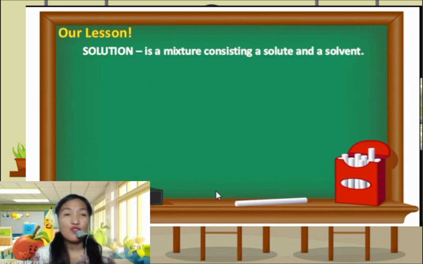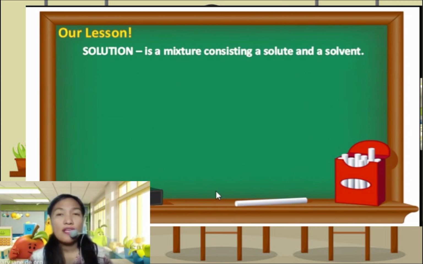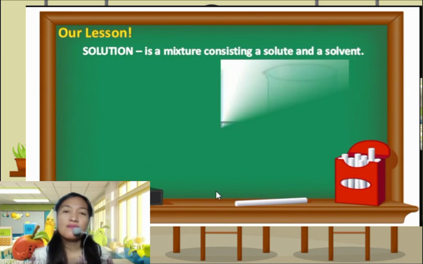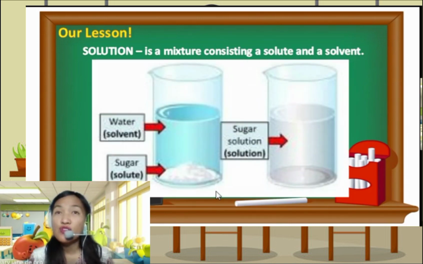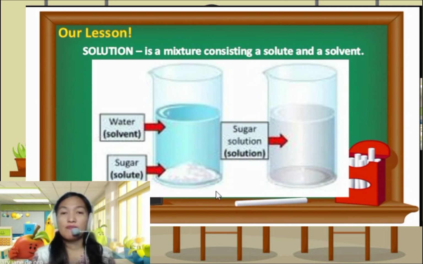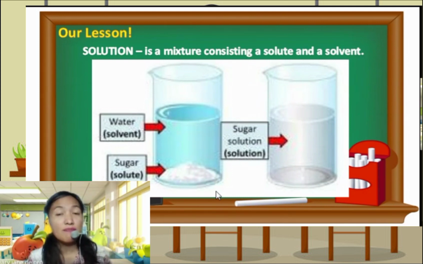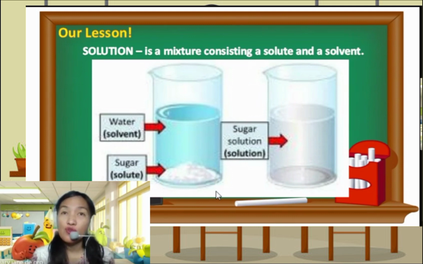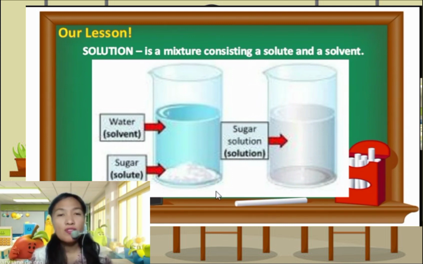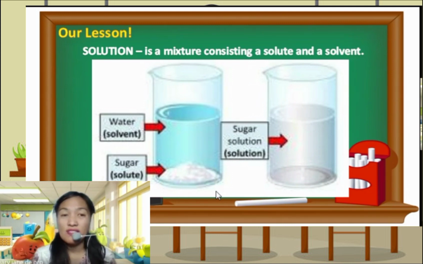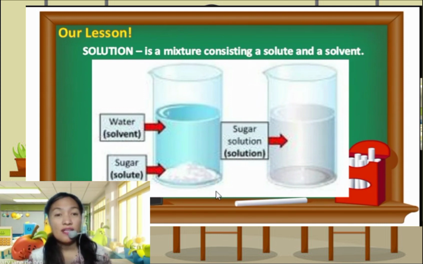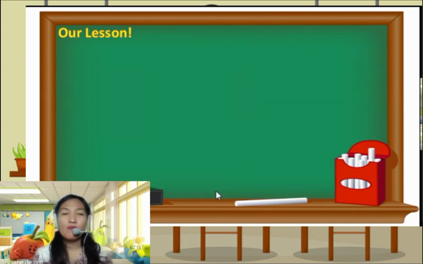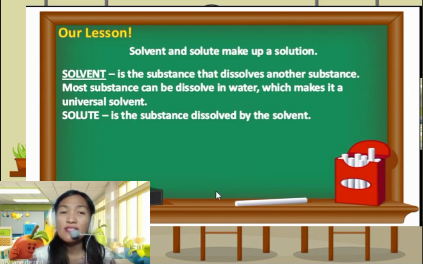Let's have now the solution. It is a mixture consisting of a solute and a solvent. For us to know solute and solvent, for instance, we have the water and sugar. If we put them together and mix, we will be having sugar solution. Water is the solvent and sugar is the solute. Now, solvent and solute make up a solution.